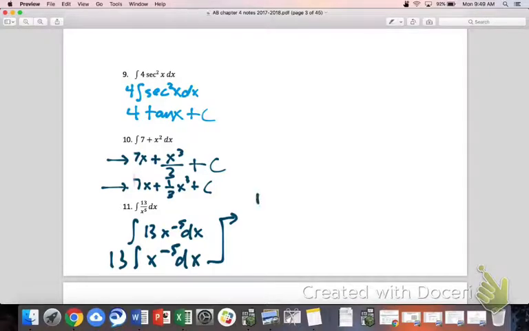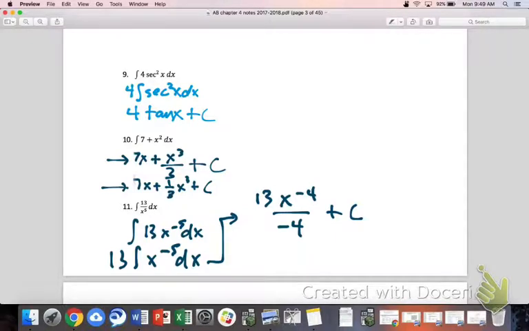So when you add 1, you do get 13x to the negative 4th. You then divide by that new exponent. And then, of course, we have plus c hanging on the end there. So negative 13 fourths, x to the negative 4th plus c. There is no compelling reason to flip the x to the negative 4th back down.